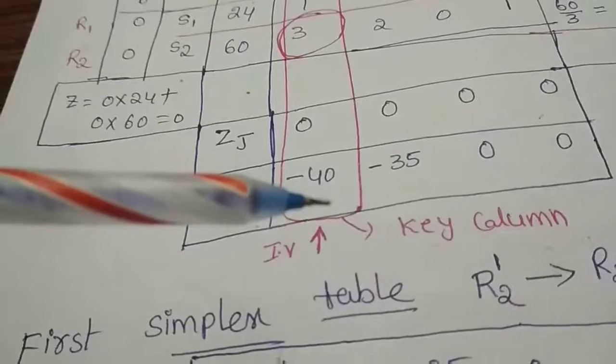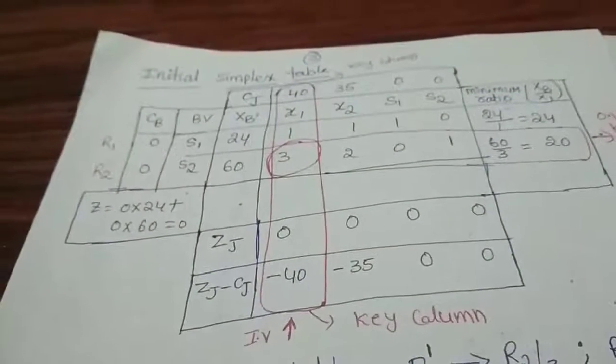But here we got two negative values. Now in these two negative values we consider the most negative value. Here the most negative value is minus 40. So therefore we are giving this as the incoming variable. This is the incoming variable.